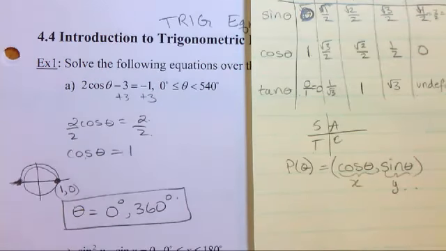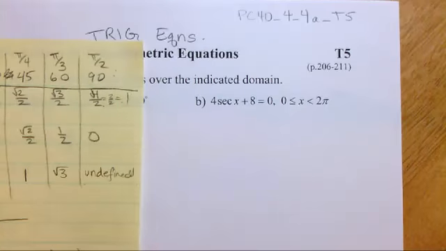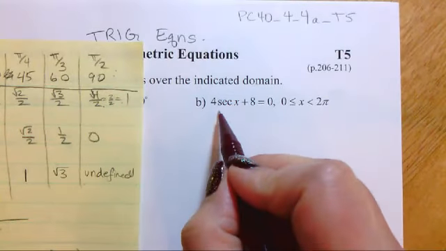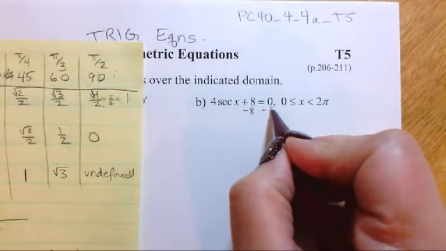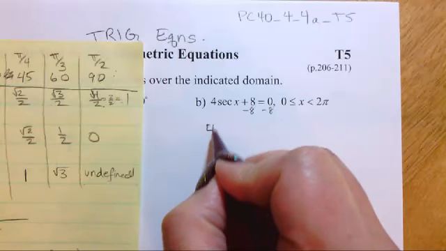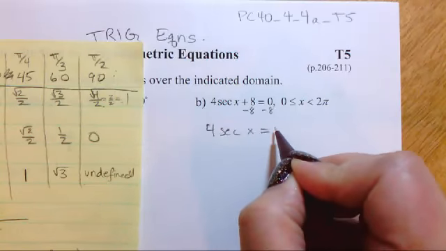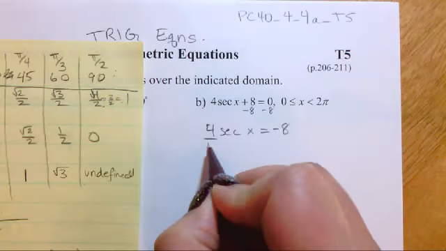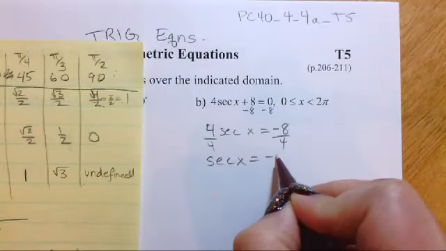All right, so let's have a look at B. B says we've got 4 secant x plus 8 equals 0. Isolate your secant x, subtract 8 on both sides. You end up with 4 secant x equals -8. Divide both sides by 4. You end up with secant x is equal to -2.